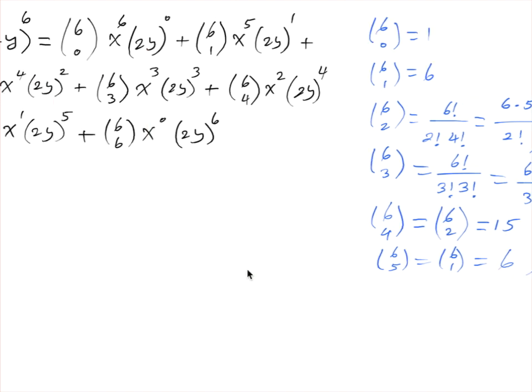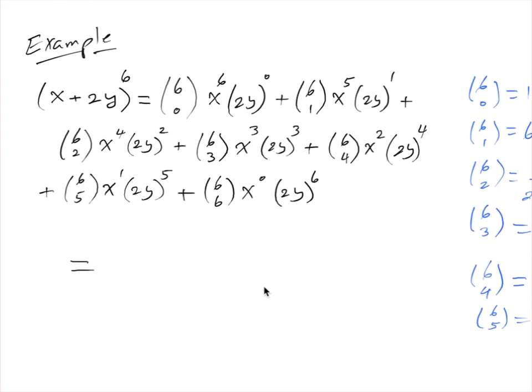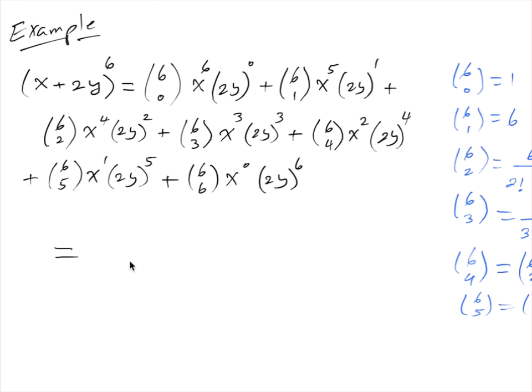Okay, so now we can continue here. So this is equal to 6 choose 0, which is 1. So you just get x to the 6th because 2y to the 0 is 1. So that first term is x to the 6th. And then 6 choose 1 is 6. So it's plus 6 times x to the 5th times 2y to the 1. You don't need to write the exponent 1.